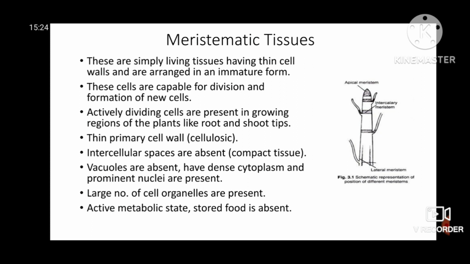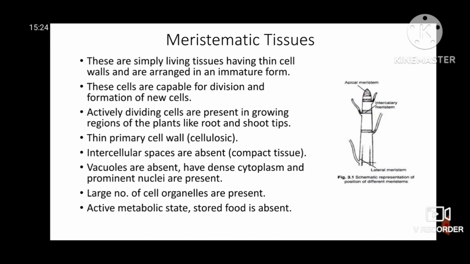Thin primary cell wall is also present. Intercellular spaces are absent. Vacuoles are absent, they have dense cytoplasm and prominent nuclei are present. Large number of cell organelles are present. Even with an active metabolic state, stored food, means the capability of storing, is absent in meristematic tissues.